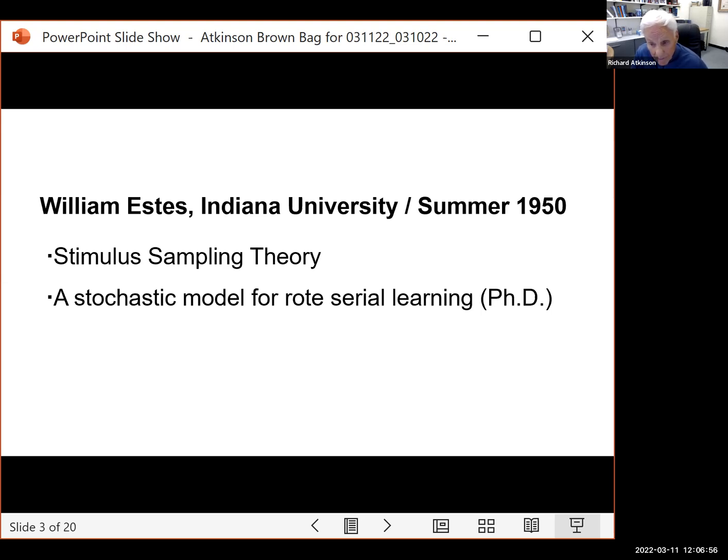None of you probably have ever seen the Hullian book published in 1940, A Mathematico-Deductive Theory of Rote Learning. And then there's my thesis, there's the Atkinson-Shiffrin theory. And during the pandemic, I've been writing a little model using the Atkinson-Shiffrin theory as the basis of redoing a reanalysis of my doctoral thesis.